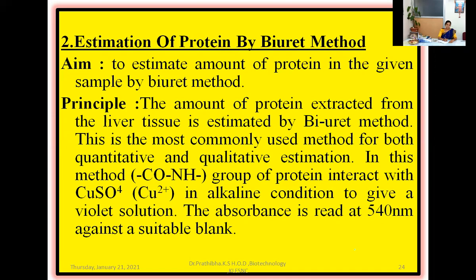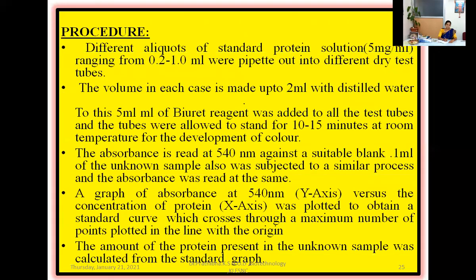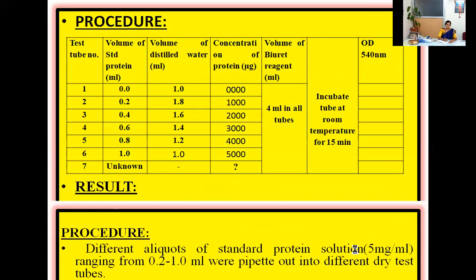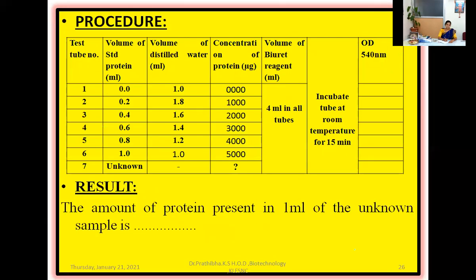In this method, the CONH group of protein interacts with copper sulfate, that is cupric ions, in alkaline condition to give a violet solution. The absorbance is read at 540 nanometer against a suitable blank. Next, I have given here the procedure. Do not write this procedure in your answer paper. Just the tabular column itself is the procedure you need to follow.